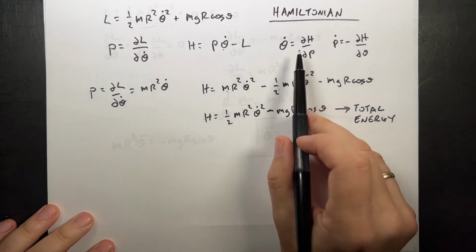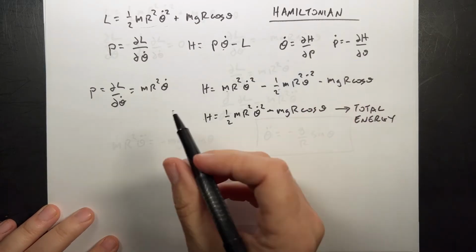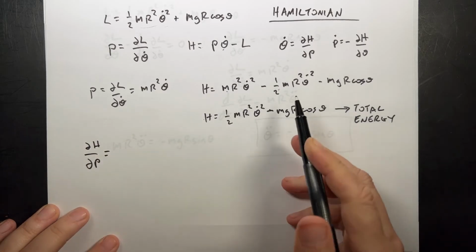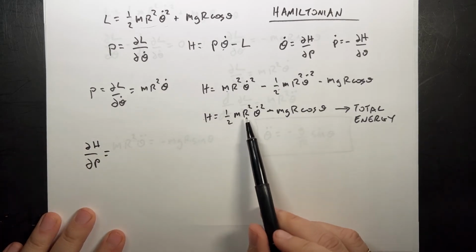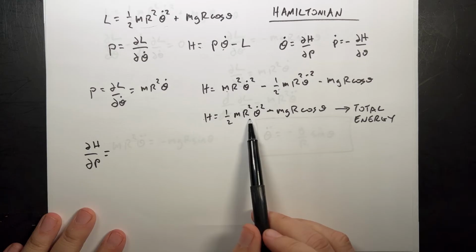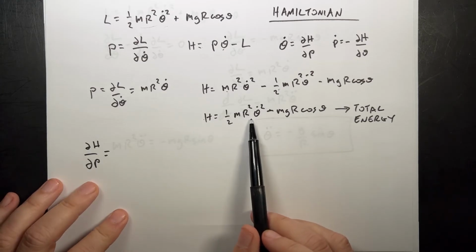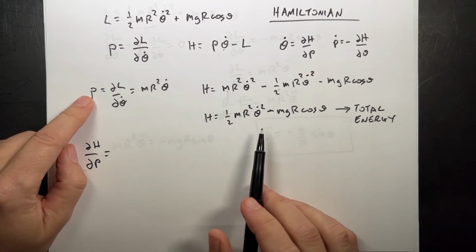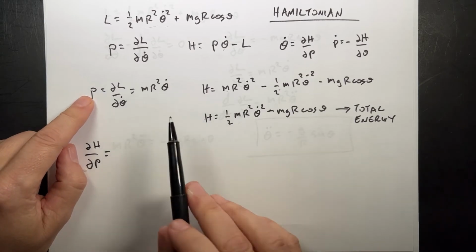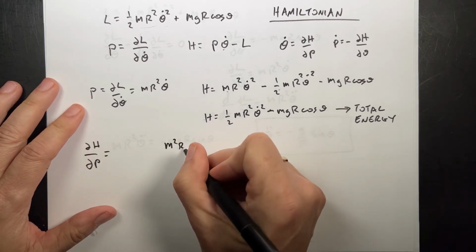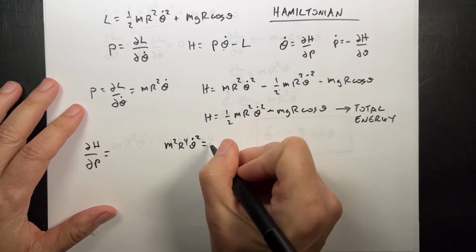Well, we got the Hamiltonian. Let's do the first Hamiltonian equation, the partial of H with respect to P. Well, I can't do that because I have theta and theta dots. So I need to go back over here and get H in terms of P. There's a little trick here, right? I want to get theta dot squared. So I'm going to square this side and square that side. So I get m squared r to the fourth theta dot squared equals p squared.